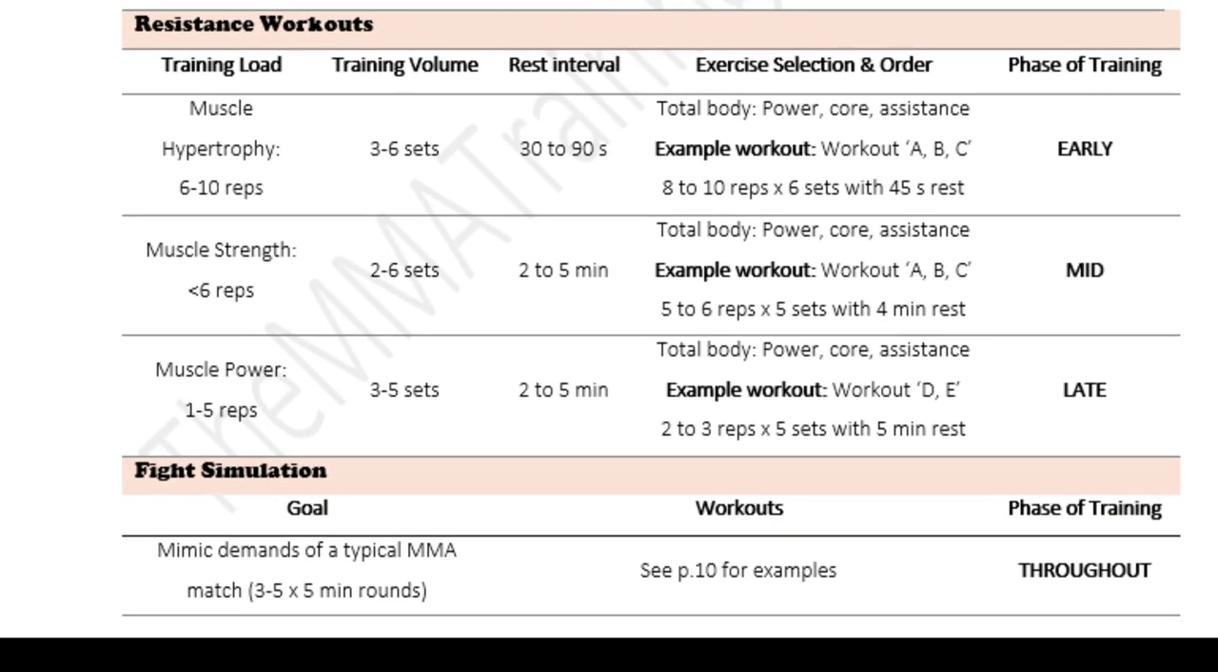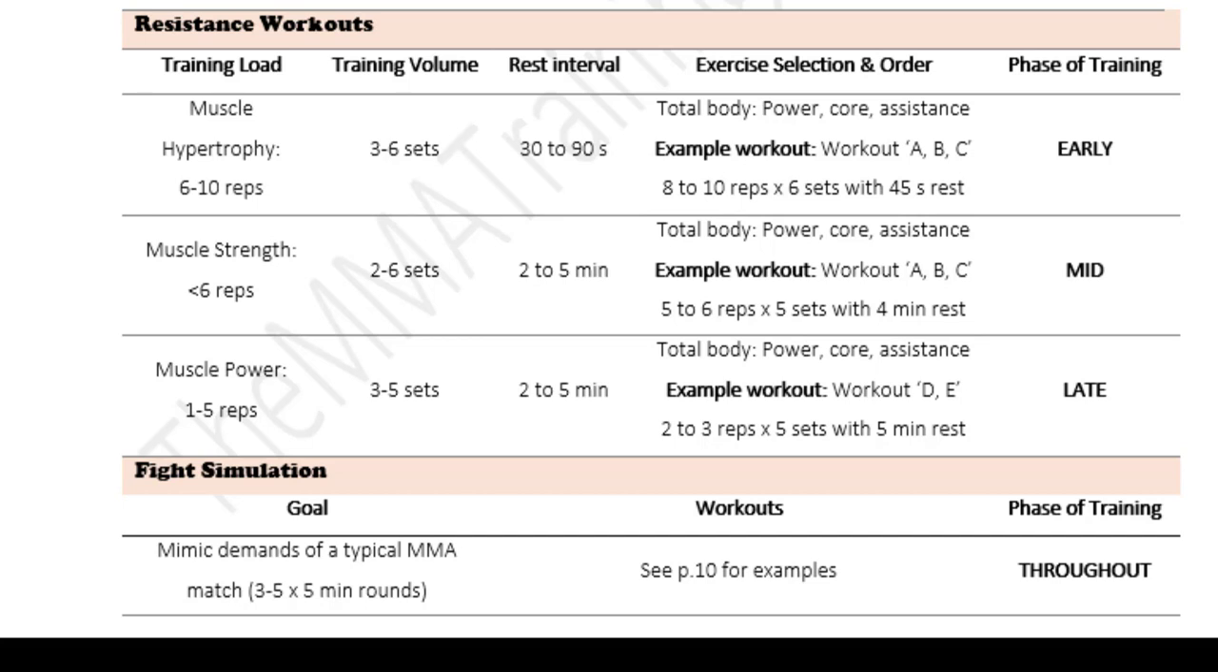Now, in terms of resistance workouts, you start the fight-specific phase with a focus on muscle hypertrophy. That's somewhere in the region of 6 to 10 reps. And then you move to strength in the middle of the phase, which is somewhere around 5 to 6 reps. And then you finish out with a focus on muscle power in the late phase. And again, you can refer to page 11 to 15 in this document to learn about the specific workouts that we recommend. In this case, as you can see, it's A through E.